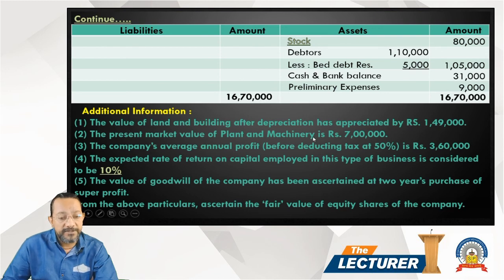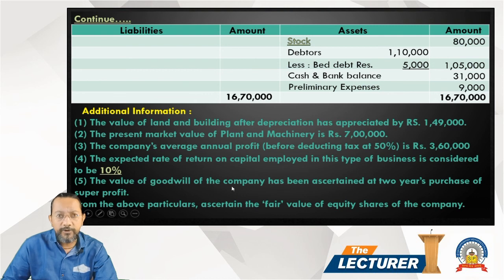Present value of plant and machinery is 7 lakh, so we will directly consider this value. Company's average annual profit before deducting tax at 50% is 3,60,000. They provide the current year profit of 3,60,000. The expected rate of return on capital employed in this type of business is considered to be 10%. This is the expected rate of return on earnings. The value of goodwill of the company has been ascertained at 2 years' purchase of super profit.